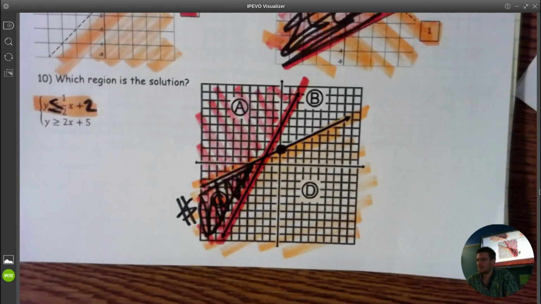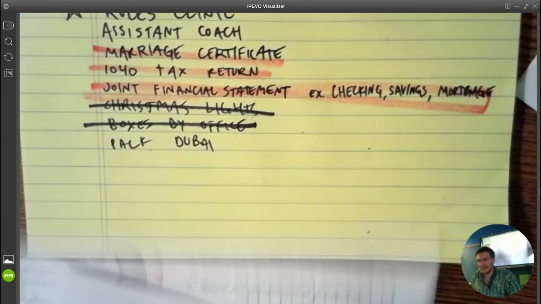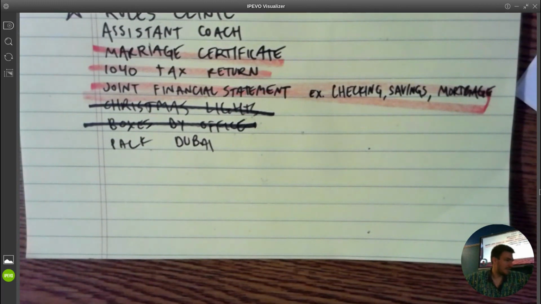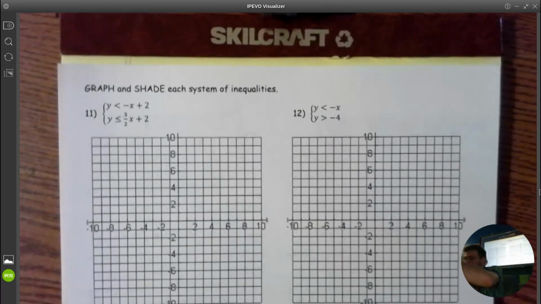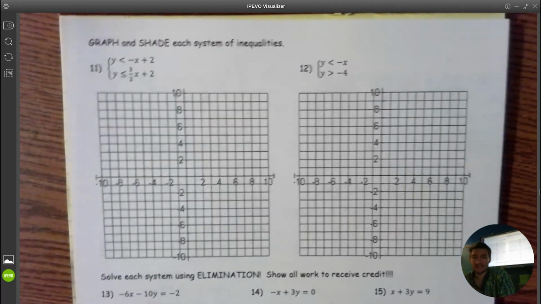Feeling good? Doing well? All right, we're on to the last page. Again, sorry, I really hate giving you guys 2 pieces of paper, but it is kind of our review for the test tomorrow.